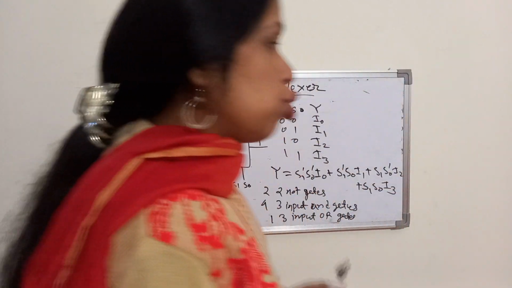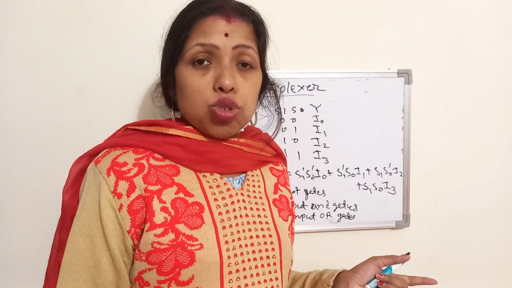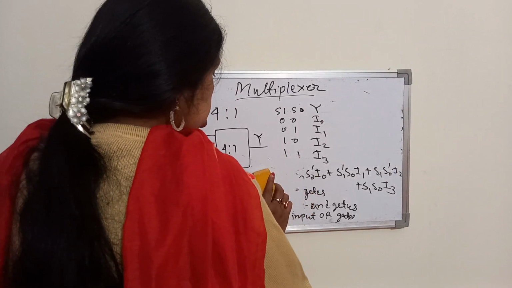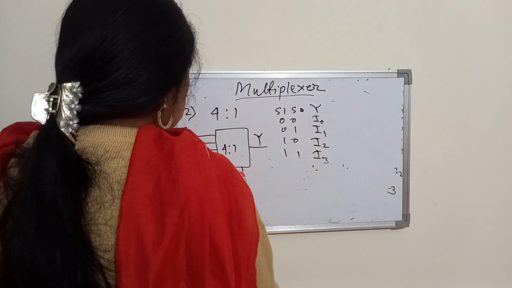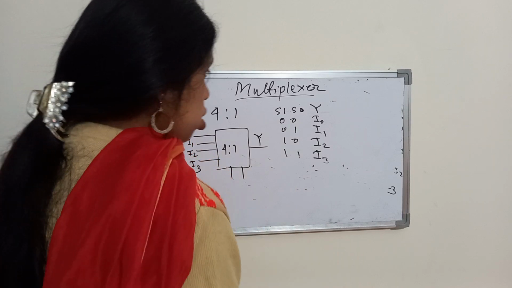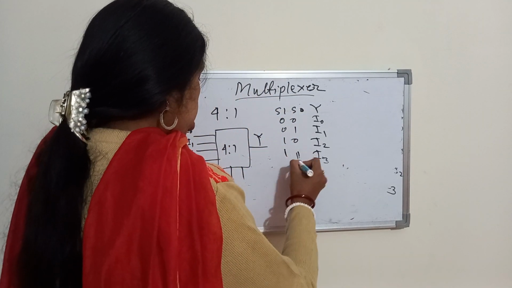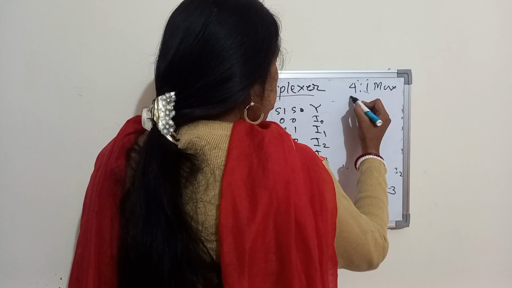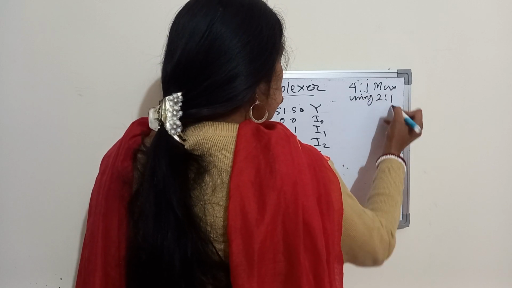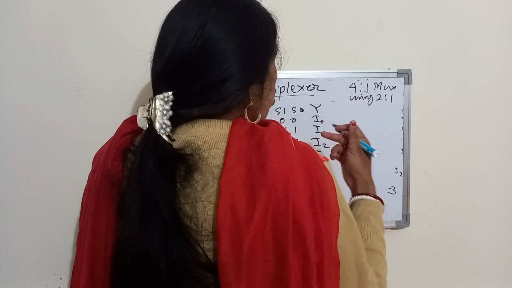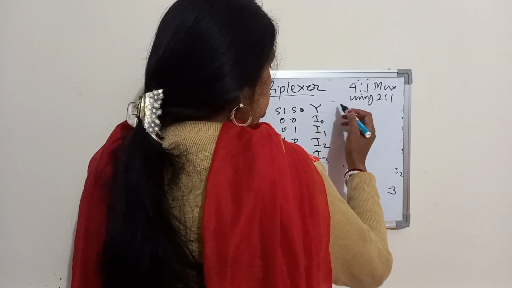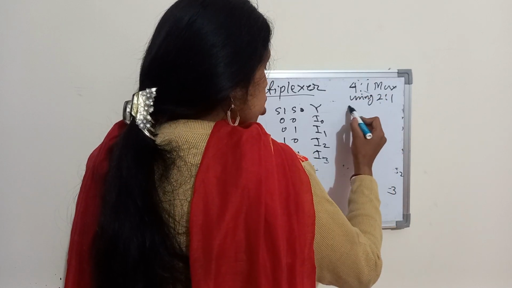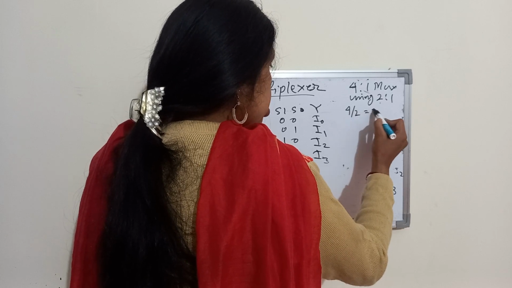But once you design the 2:1, using the 2:1 you can design the 4:1 multiplexer, right? How can you design? Okay, so here. What is the question? Design 4:1 mux using 2:1. So from here, how many multiplexers are required? That I will calculate from here. Your destination multiplexer is 4:1. Your source multiplexer is 2:1. So I will divide 4 by 2 first. What is your result? 2.